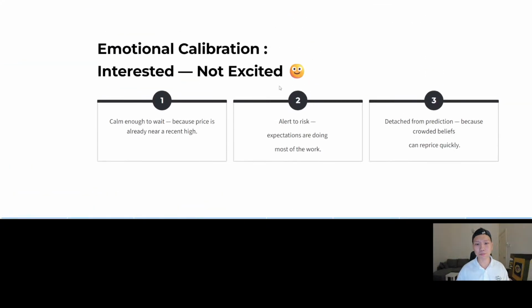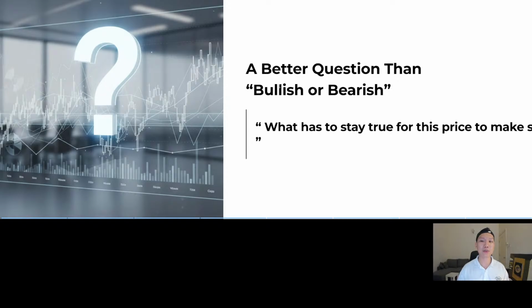Okay, so what's a better question to ask than bullish or bearish? Well, the question is, what has to stay true for this price to make sense? Okay, so that's it, the little fundamental analysis that I have for you guys. And I hope that you guys actually learn a few things from my analysis right here if you are trading the euro US dollar chart. Okay, now let's take a look at the market. What's actually going on in the market today.